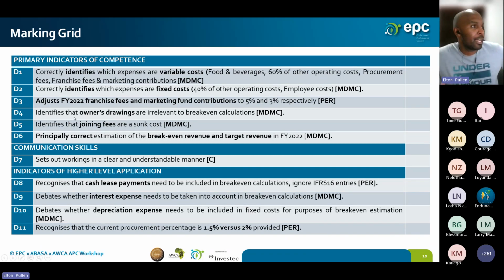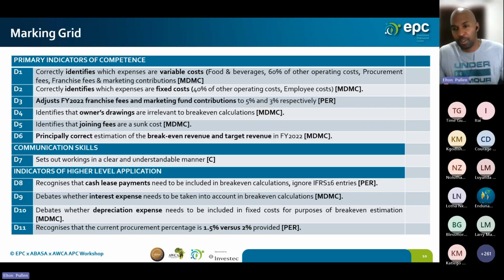And then the fact that owners' drawings were irrelevant sustainably, and as well that joining fees is probably something that's not going to be sustainably paid. And then lastly was the principally correct estimation. So you didn't have to get the exact same number as the solution, but there's a principally correct application of variable costs, fixed costs, and getting to the break-even revenue.